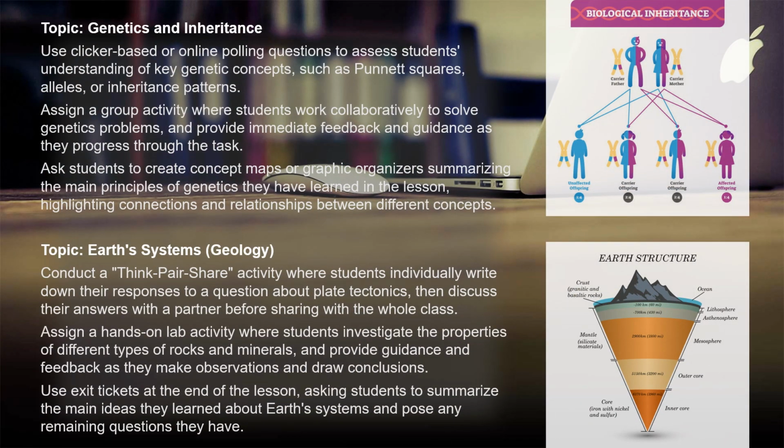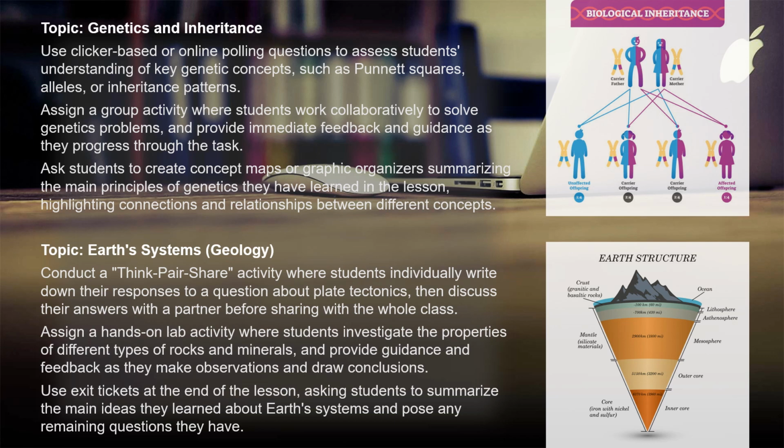Topic: Genetics and inheritance. Use clicker-based or online polling questions to assess students' understanding of key genetic concepts, such as Punnett squares, alleles, or inheritance patterns. Assign a group activity where students work collaboratively to solve genetics problems and provide immediate feedback and guidance as they progress through the task. Ask students to create concept maps or graphic organizers summarizing the main principles of genetics they have learned in the lesson, highlighting connections and relationships between different concepts.